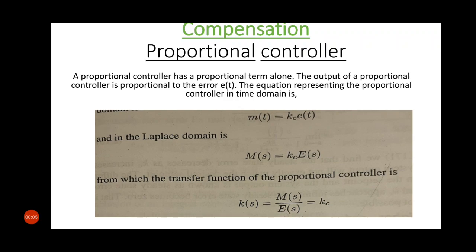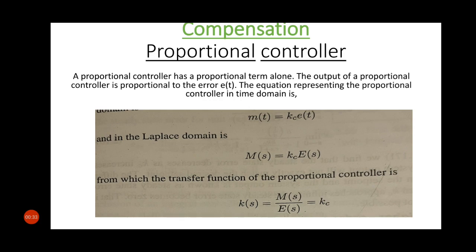In the previous lecture I discussed the effect of adding a pole and adding a zero in the transfer function. If we add a pole or zero in the transfer function, then our transient response automatically changes. So we have already seen how poles and zeros affect our transient response.